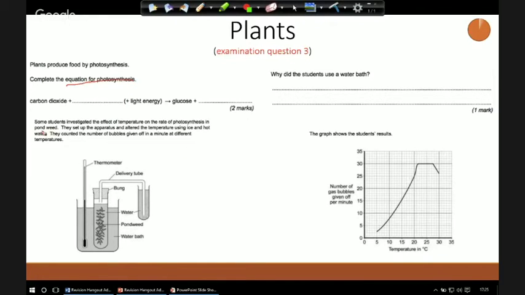Question 2, some students investigated the effect of temperature on the rate of photosynthesis. In pondweed, they set up the apparatus and altered the temperature using ice and hot water. They count the number of bubbles given off at different temperatures. The question is, why do the students use a water bath? And then we've got a particular graph which we'll look at.